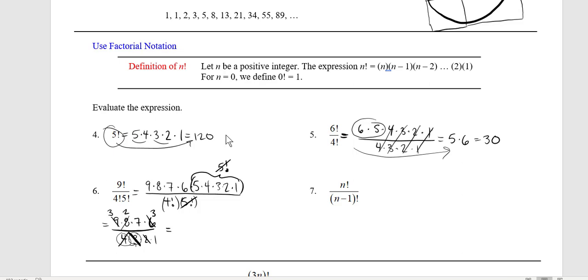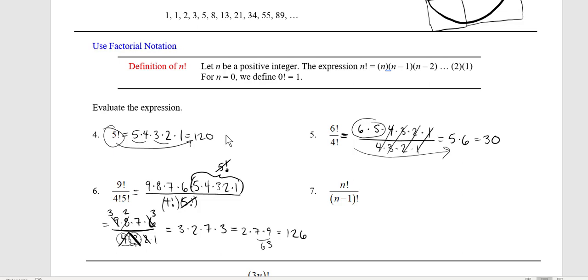And so what do I have left over? Nothing in the bottom, just a 1. Don't even have to write it. In the top I have 3 times 2 times 7 times 3. Looks like this is 2 times 7 times 9. 7 times 9 is 63. Times 2 is 126.